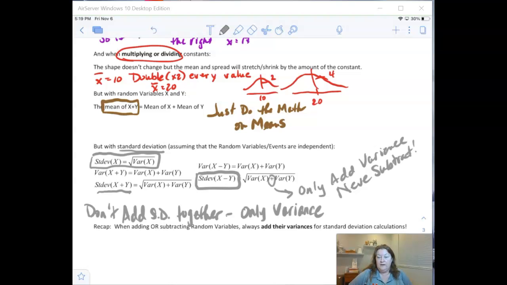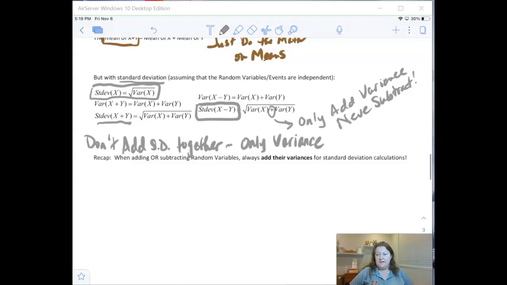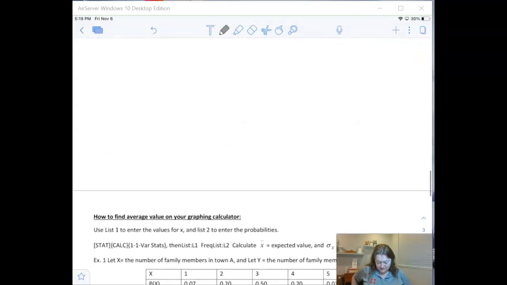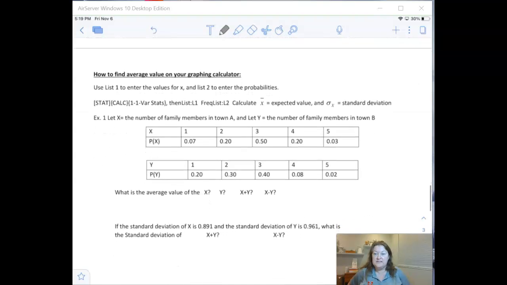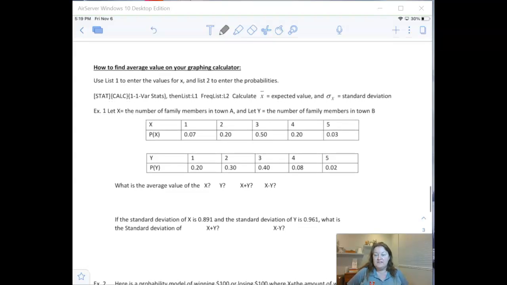Okay. All right, and then it looks like I said the same thing down here. So recap: when adding or subtracting random variables, always add their variances for standard deviation calculations. Only add variances together, never subtract variances apart, all right? Okay, so let's go into some problems where we can actually practice some of this. We're going to practice and find some average values. And again, we're going to show you how to do this on your graphing calculator since we just used it in part 1. We may as well show you how to do this part in part 2 as well.